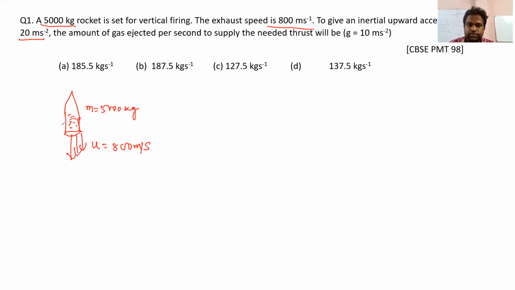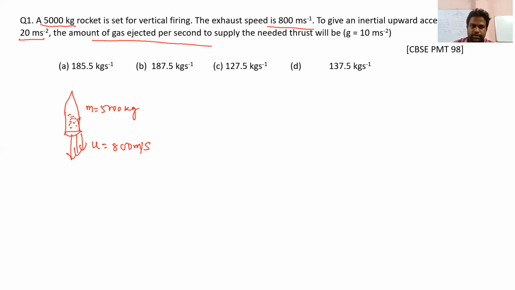If you know the derivations, or we can derive this, I can derive this for you. So to give an inertial upward acceleration of 20 meters per second squared, the amount of gas ejected per second to supply the needed thrust will be, okay. So we'll get an equation basically. So the equation is, let me derive.